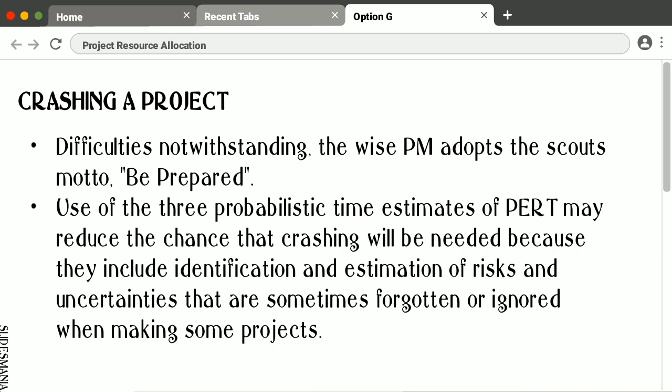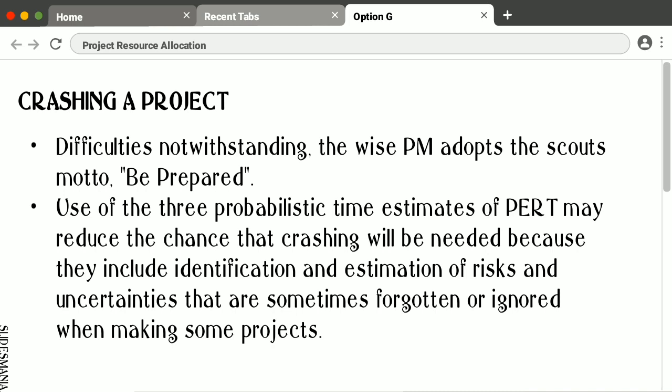So, difficulties notwithstanding, the wise PM adopts the scout motto: be prepared. If deterministic time estimates are used and if project deadlines are firm, there is a high likelihood that it will be necessary to crash the last few activities of most projects. So, use of the three probabilistic time estimates of PERT may reduce the chance that crashing will be needed because they include identification and estimation of risk and uncertainties that are sometimes forgotten or ignored when making some projects.